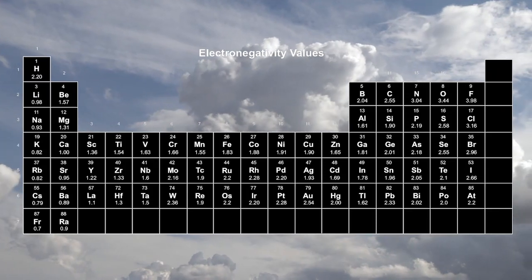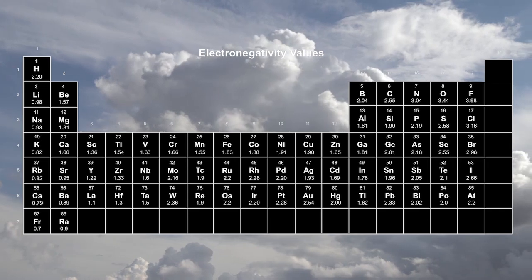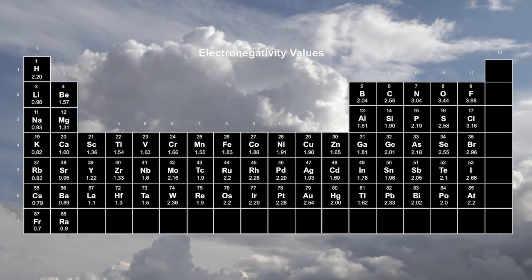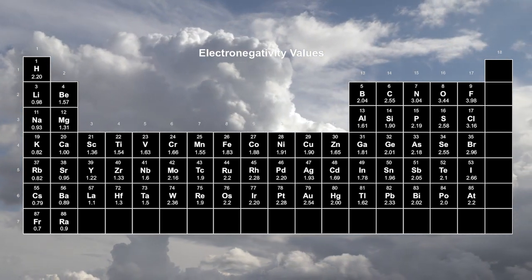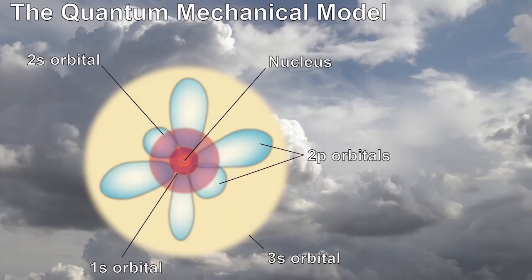As you travel across a period, electronegativity increases. This is due to the same reason that the atomic radius decreases. As you move down a group, electronegativity decreases. Again, this is due to the attraction between protons and electrons.